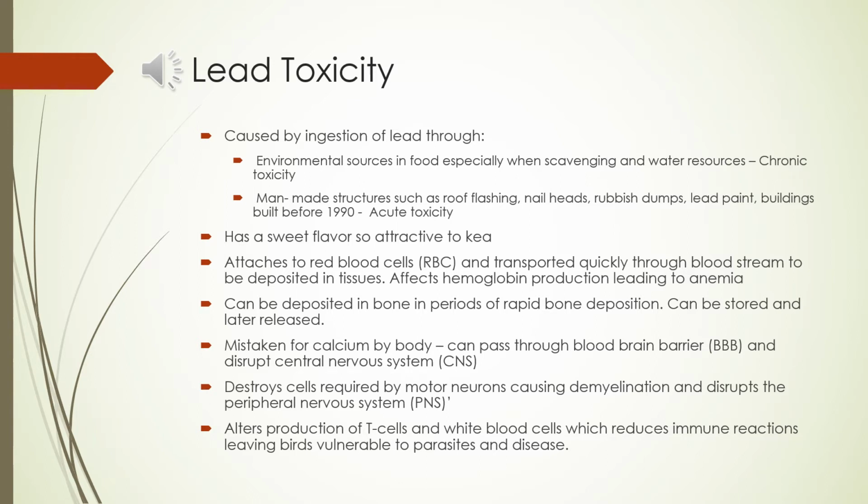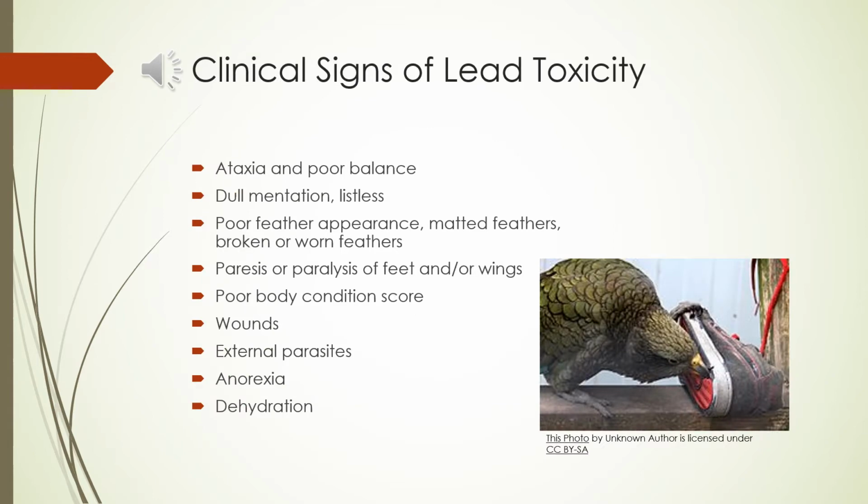It also destroys cells required for motor neurons, causing demyelination, and will disrupt the peripheral nervous system. You often see this in ataxia, poor balance, and often paralysis as well. It alters the production of T cells and white blood cells, which reduces the immune reactions, leaving birds vulnerable to parasites and other diseases. So clinical signs seen in these birds are ataxia, poor balance.